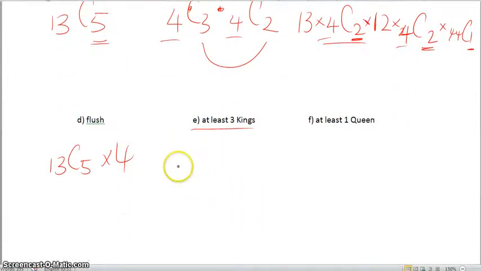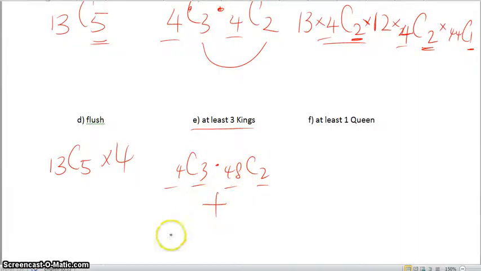Okay, the 4 kings you choose 3. Well, there's only 3 cards. You need 2 more. They can be non-kings. So 48 choose 2 non-kings. Very annoying. Plus, you can have 4 kings. 4 choose 4. 48 choose the remaining cards. Don't forget this part. You need 5 cards. That's the answer. All right.